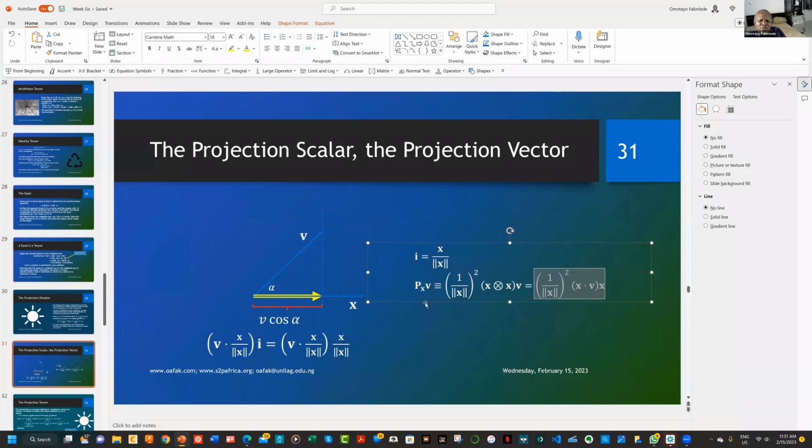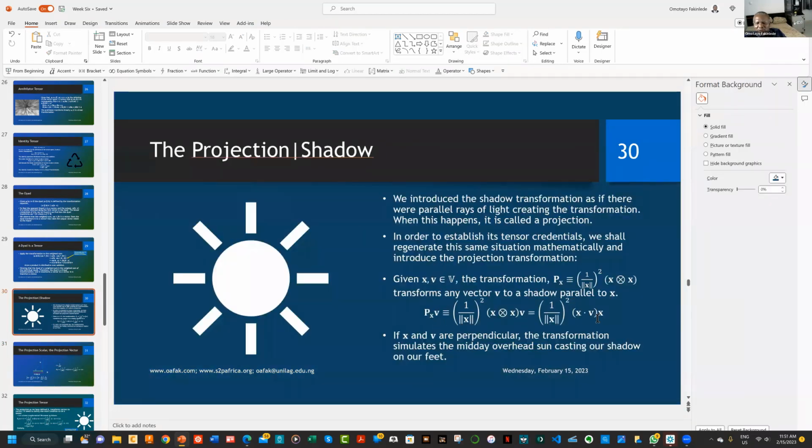So that means that when you apply the projection vector on any vector, it transforms that vector to the projection vector. You have the projection transformation, you apply it to V, it gives you the projection vector along the direction of X. And the projection scalar, which is the magnitude of it, is simply V cos alpha. So whenever we see the projection transformation, let us realize that whenever it operates on a vector, it is going to give us the projection vector. And the magnitude of that projection vector is the projection scalar, and this thing is the projection transformation.